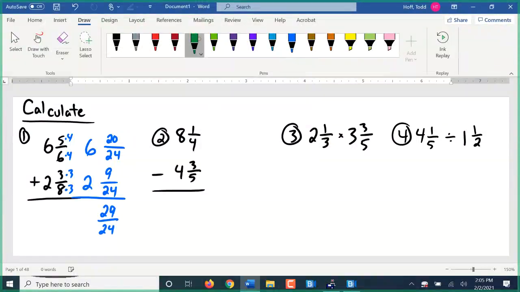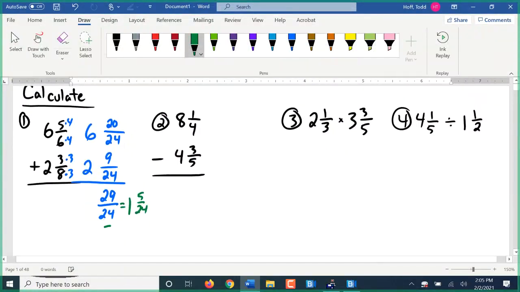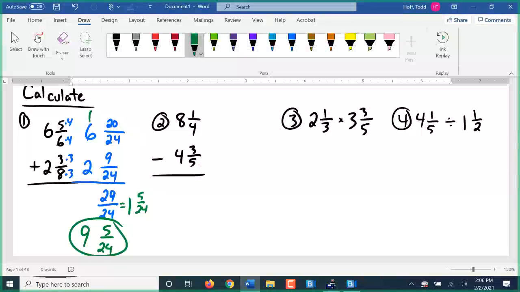But of course, that's bigger than 1. So we can reduce that. We can take out 1, and there's 5 24ths left. So we'll keep the 5 24ths, and we'll carry the 1. 1 and 6 is 7, plus 2 is 9. So 9 and 5 24ths.